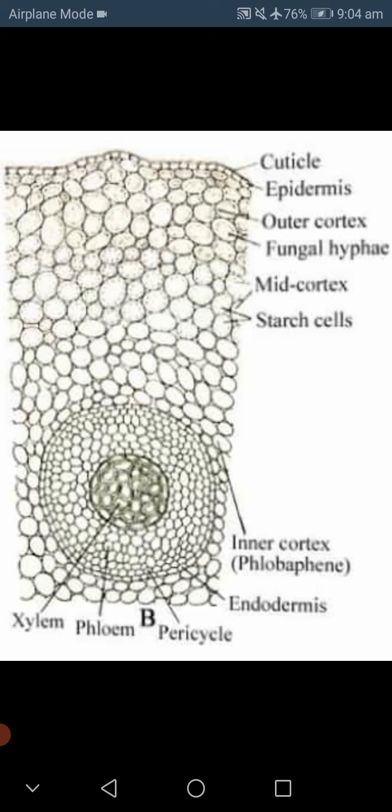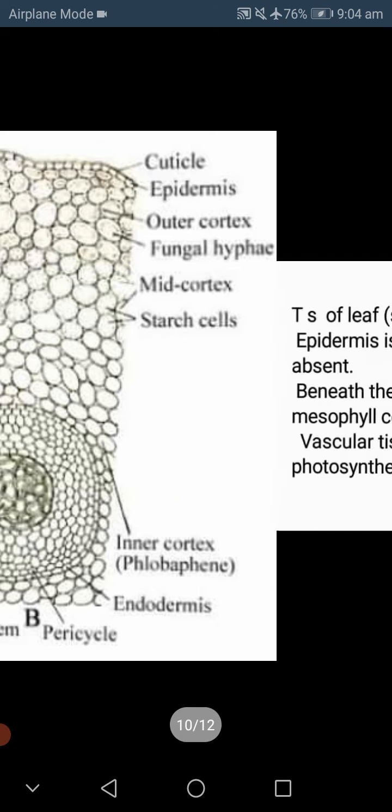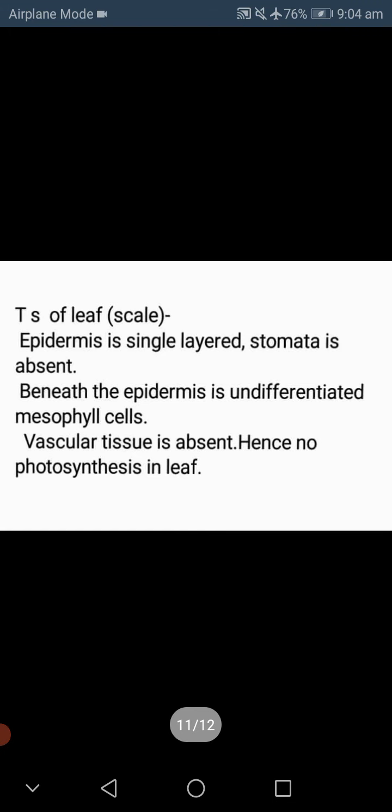Here we can observe the epidermis, and inside that there are fungal hyphae for the mycorrhizal association, and the middle cortex that consists of starch cells, and then the stele that is haplostelic in nature, consisting of a core of xylem that is surrounded by the phloem. This is about the TS of the rhizome. Next is the TS of the leaf.